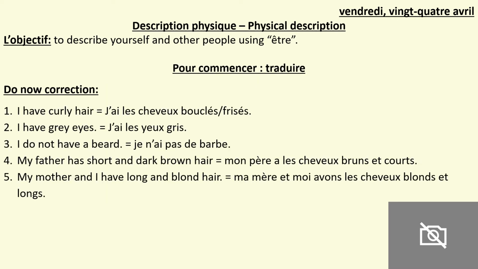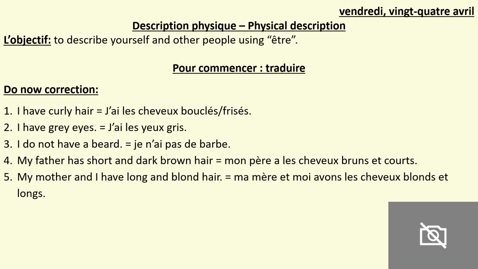Okay, let's mark these now for you. So, I have curly hair is j'ai les cheveux bouclés or frisés. Okay, so bouclés are larger curls. Frisés are really small, tiny curls. Numéro 2. I have grey eyes. J'ai les yeux gris. 3. I do not have a beard. Je n'ai pas de barbe.